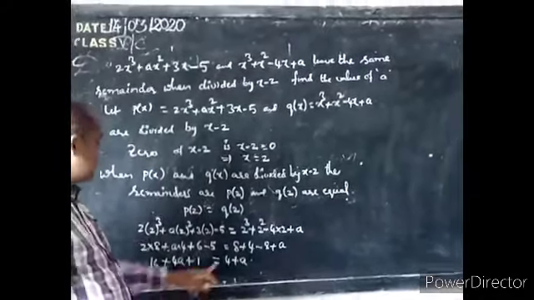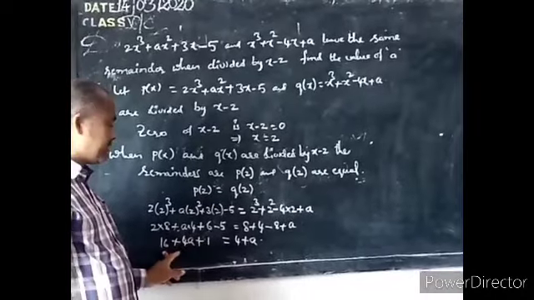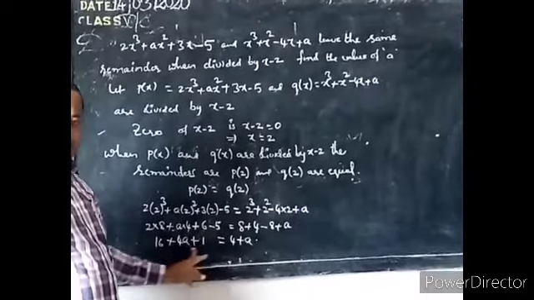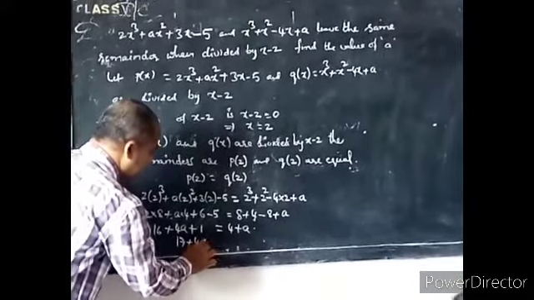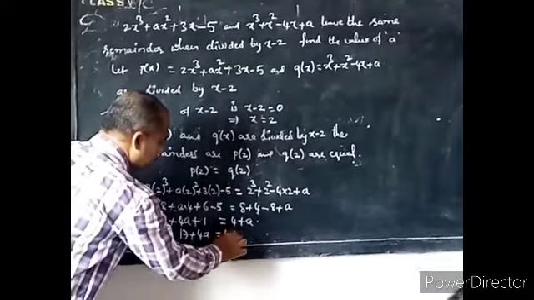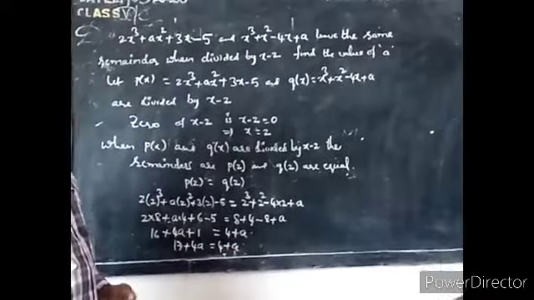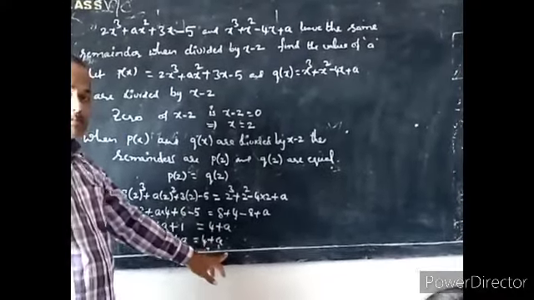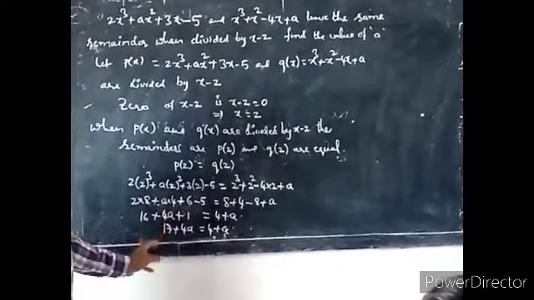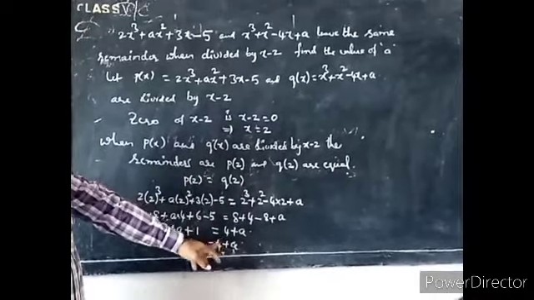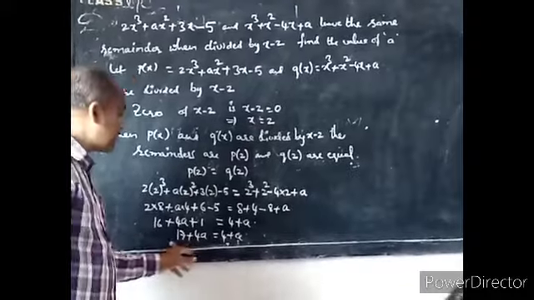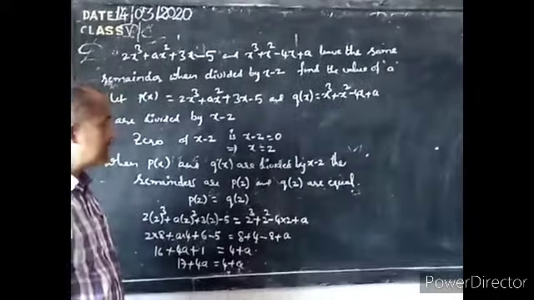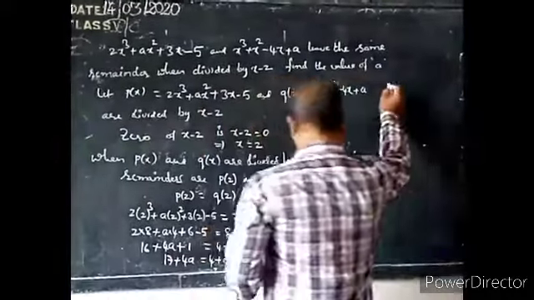Now we have to transpose. 16 plus 1 is 17 plus 4a, that is equal to 4 plus a. By transposing variables to one side and constants to the other side, this a should be sent to the left side and the 17 should be sent to the right side. Now it becomes how much?